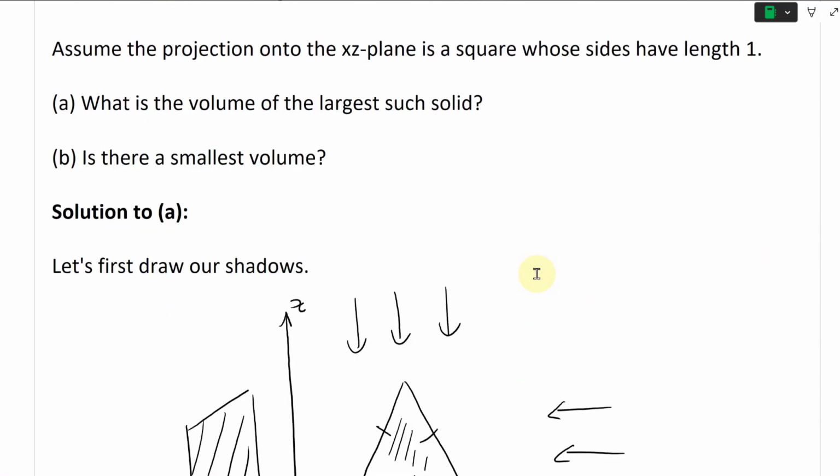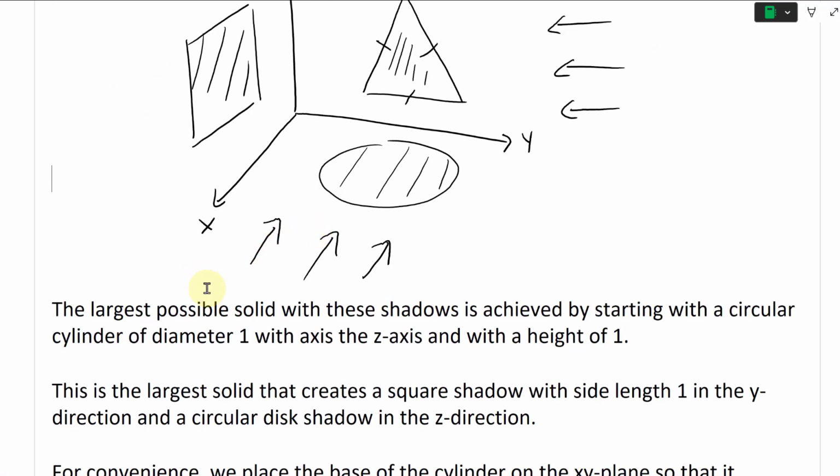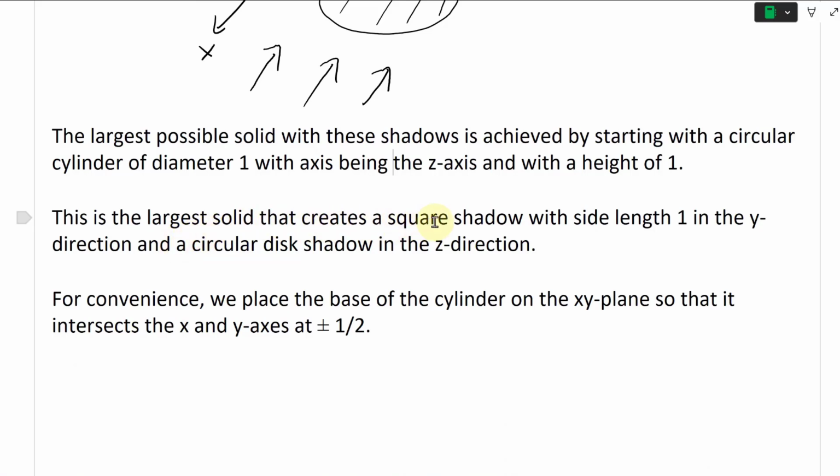Since we're asked to find the largest such solid, the largest possible solid with these shadows is achieved by starting with a circular cylinder of diameter 1 with axis the z-axis and with a height of 1. This is the largest solid that creates a square shadow with side length 1 in the y direction and a circular disk shadow in the z direction.